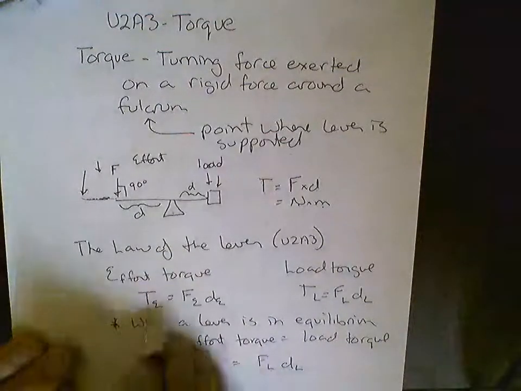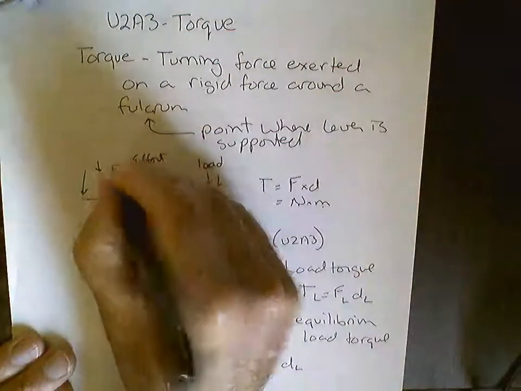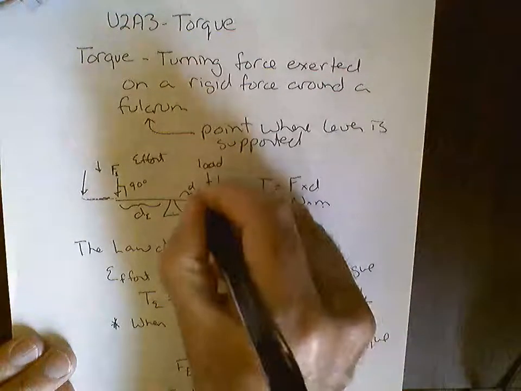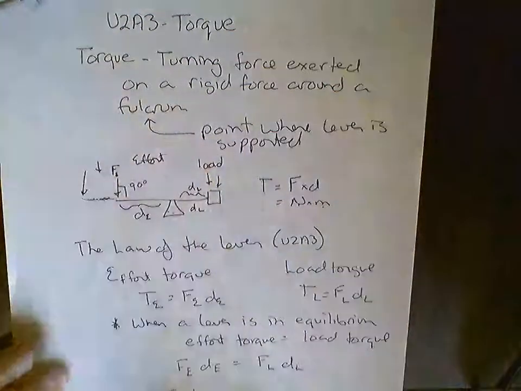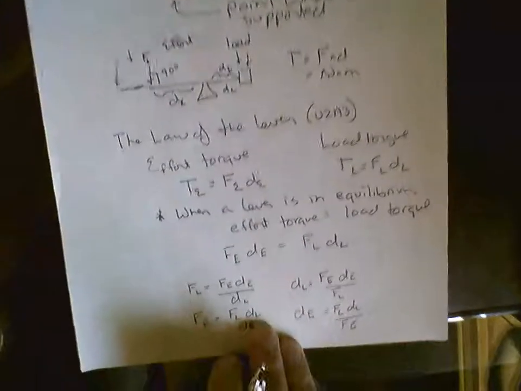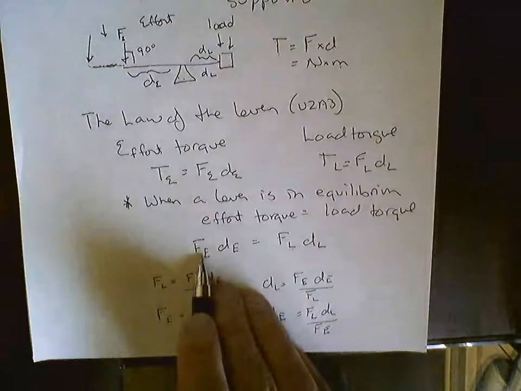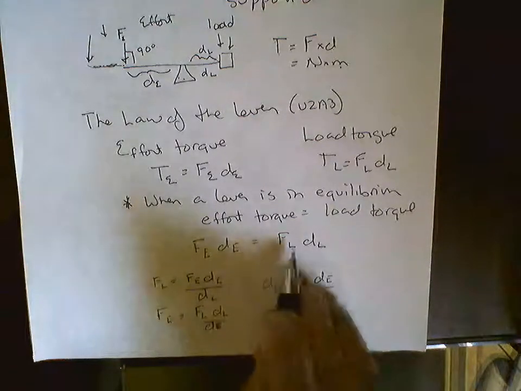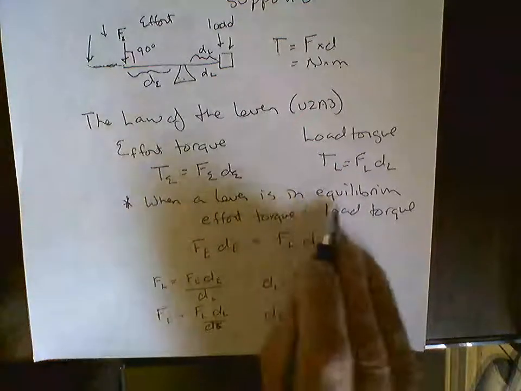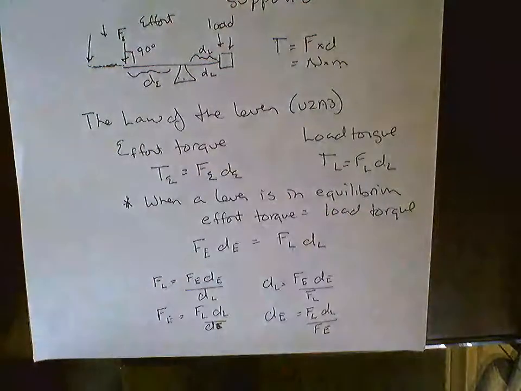Now, the effort torque is what we just talked about. It's the force that you're pushing down with, and the distance from the fulcrum to where your effort is. What the law of the lever says is that we can make a formula that says FE, force effort, times DE, distance effort, equals FL, force load, times DL, distance load, because when a lever is in equilibrium, meaning when it's balanced and not moving, effort torque is equal to load torque.